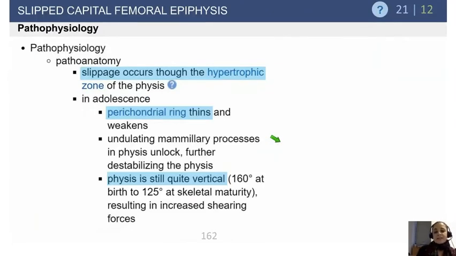In adolescence, the perichondrial ring thins and your mammillary processes unlock, and you still have a pretty vertically oriented physis as you're heading towards skeletal maturity. So all of these things combine to weaken the physis and increase shear forces across the physis.